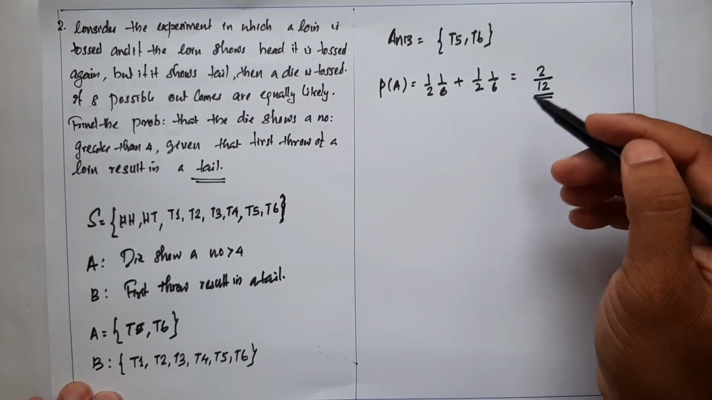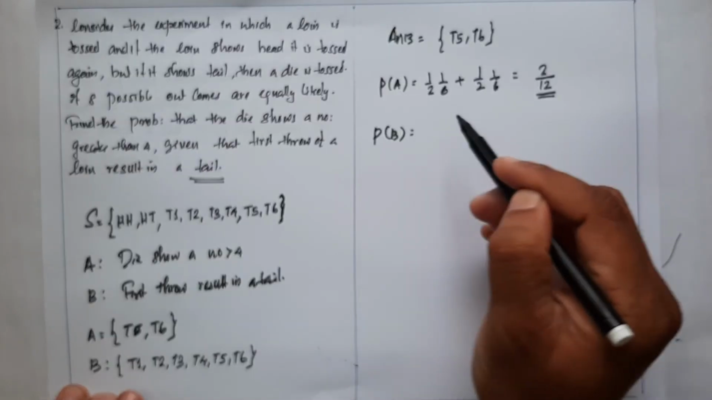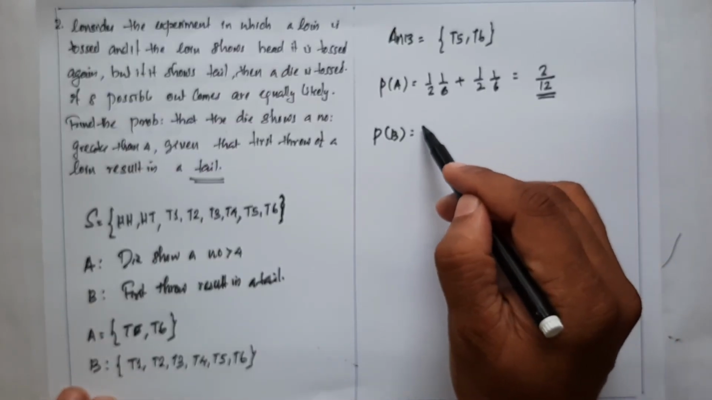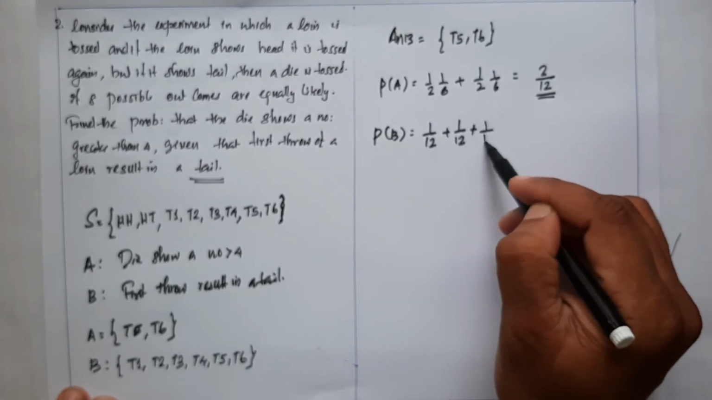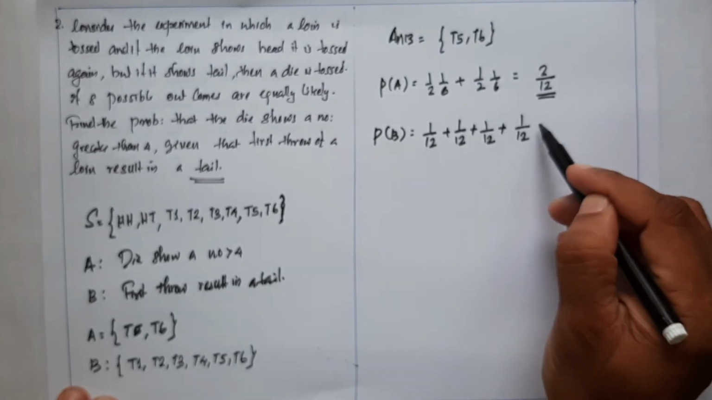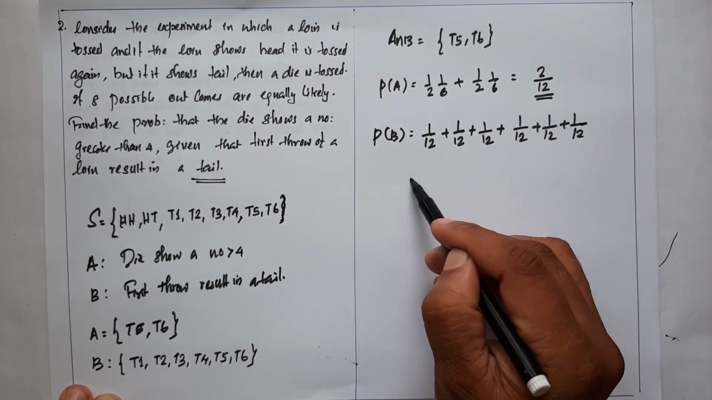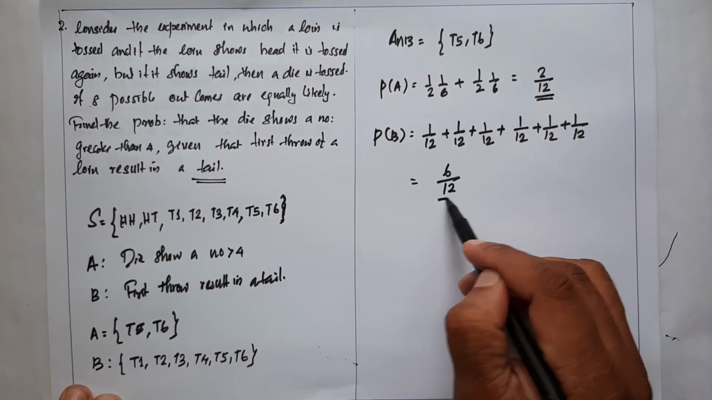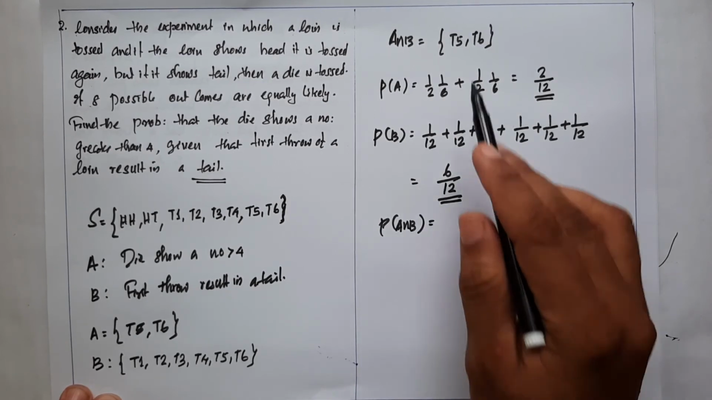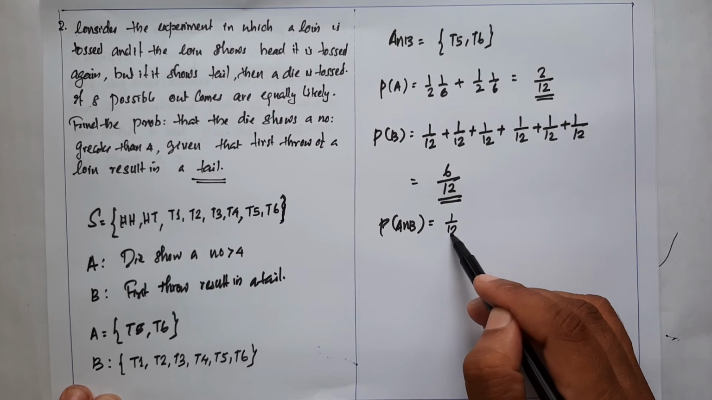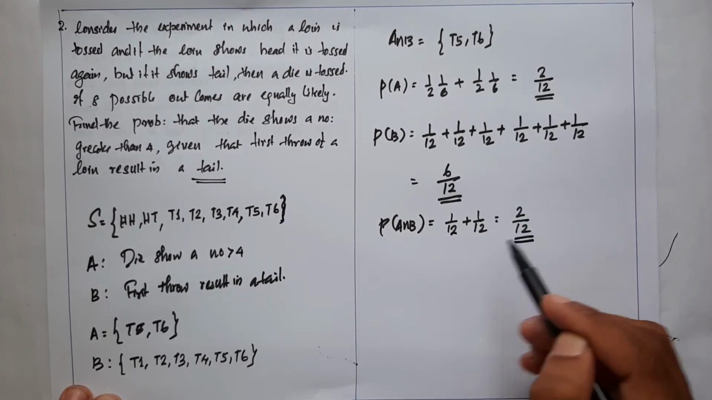When I simplify, the common denominator cancels 2 by 12. Now P of B: the probability is 1 by 2 into 1 by 6, that is 1 by 12, plus 1 by 12 plus 1 by 12 plus 1 by 12 plus 1 by 12 plus 1 by 12. There is a 6th element, that is equal to 6 divided by 12. Now P of A intersection B, there are 2 elements, that is 1 by 12 plus 1 by 12, again we get the answer 2 divided by 12.